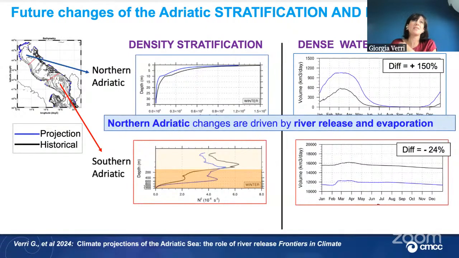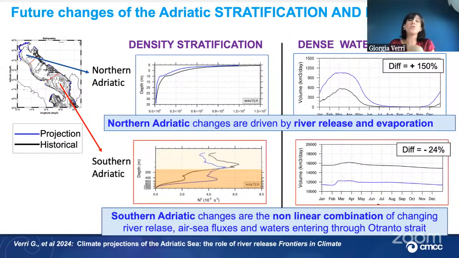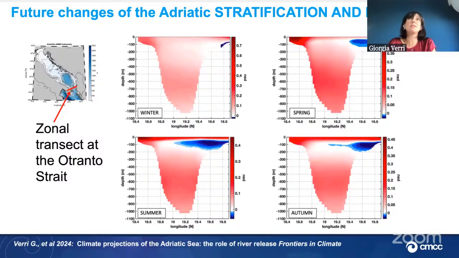So the message here is that in the Northern Adriatic, the future change in terms of stratification and dynamics can be explained in quite a straightforward way in terms of decreasing river release and decreasing evaporation. So the buoyancy budget at the surface is expected to drive the density stratification and the dense water formation, while in the Southern Adriatic, the future changes in terms of stratification and dense water are a bit more complex, and they can be explained as the nonlinear combination of multiple factors, including the changing river release, but also the evaporation and the heat loss at the air-sea interface, jointly also with other external forcing such as the water entering through the Otranto Strait.